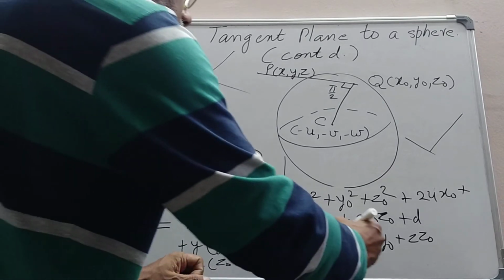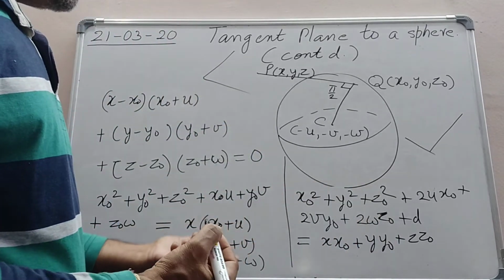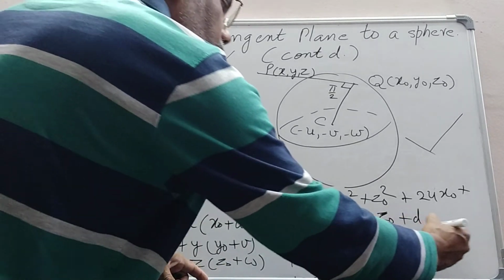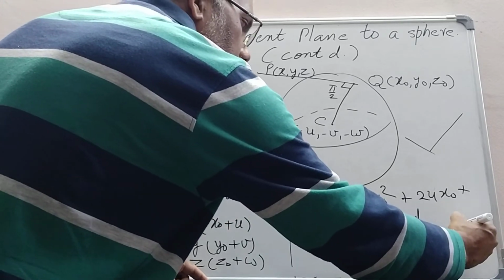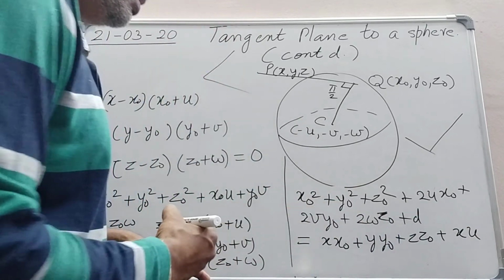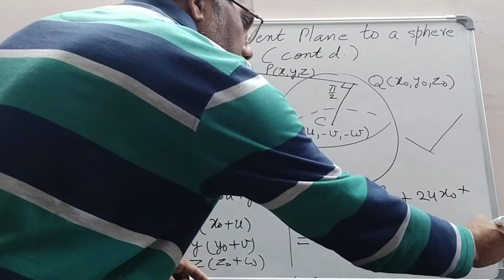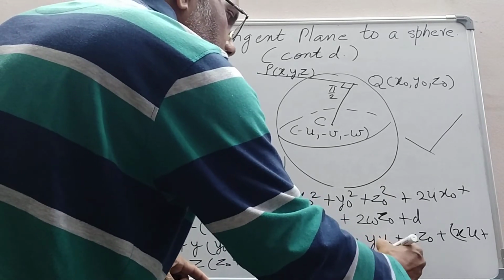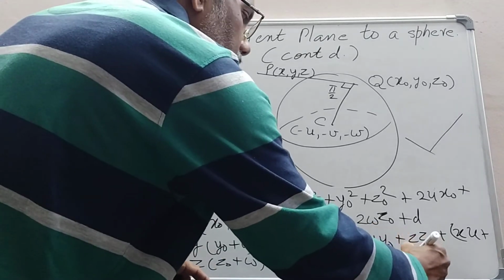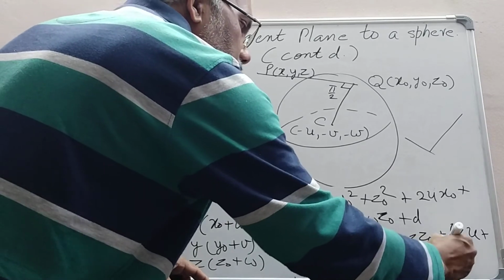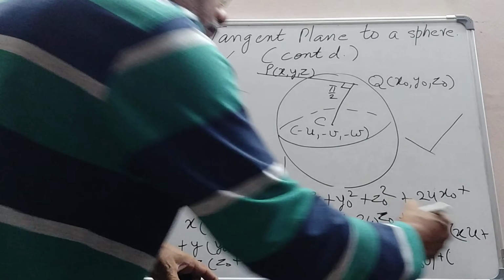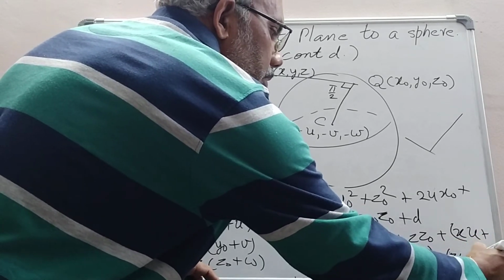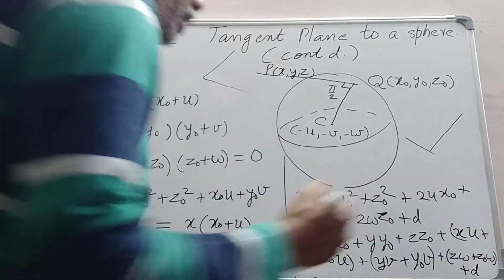And I have x, let me just continue, plus x times u plus x0 u, I had added this on both the sides, plus yv plus y0 v, plus zw plus z0 w plus d. Okay.